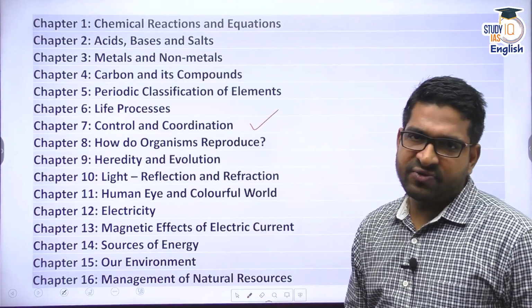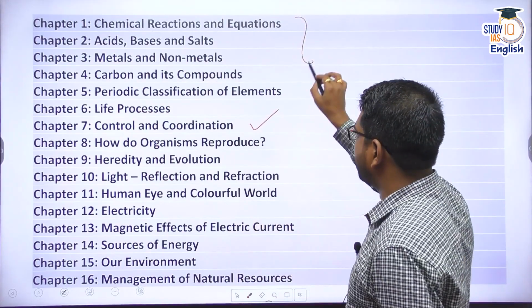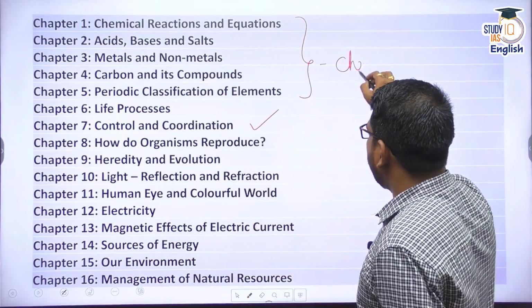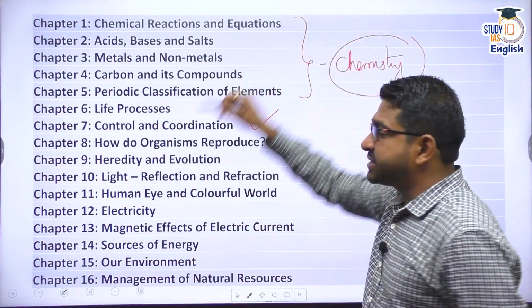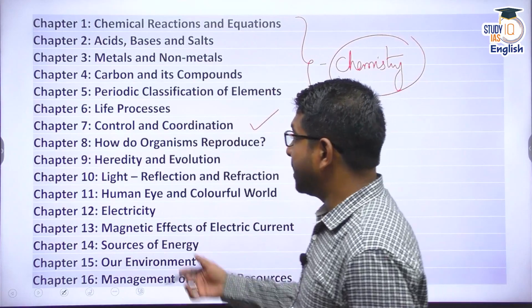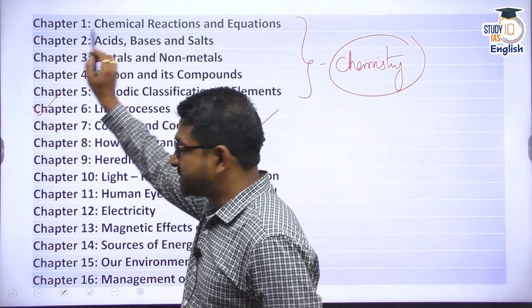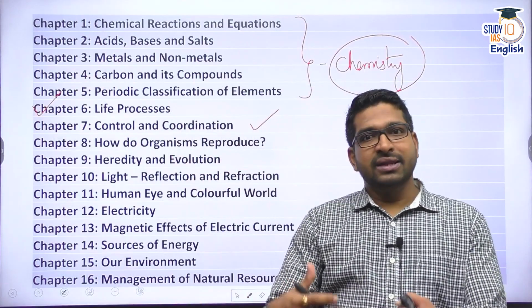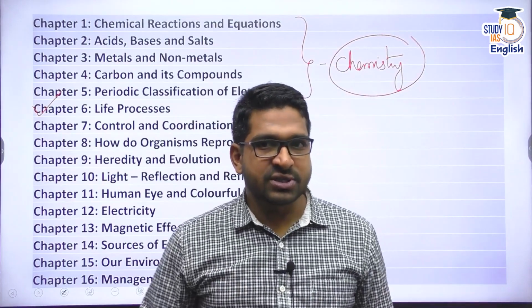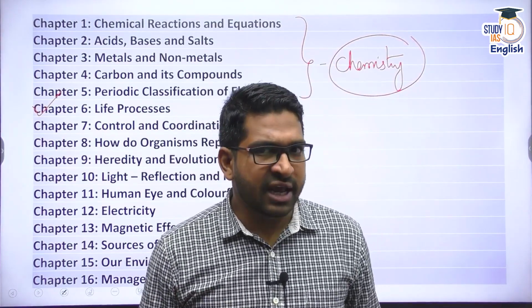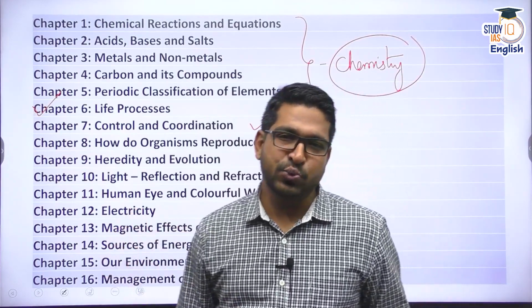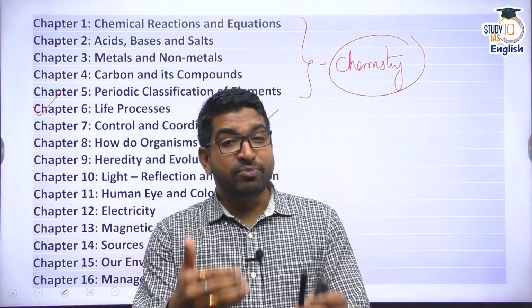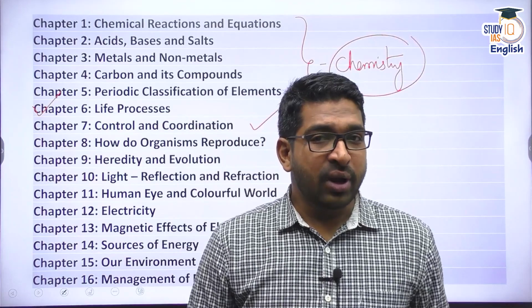Before this, in our previous lectures from chapter 1 to chapter 5, we discussed the ideas which are connected to chemistry. In our latest discussion, we understood life processes from chapter 6, where we discussed the digestive system, the respiratory system, circulatory system, and other life processes, both for human beings, some organisms, and for plants as well. Today, we'll move ahead and discuss control and coordination.